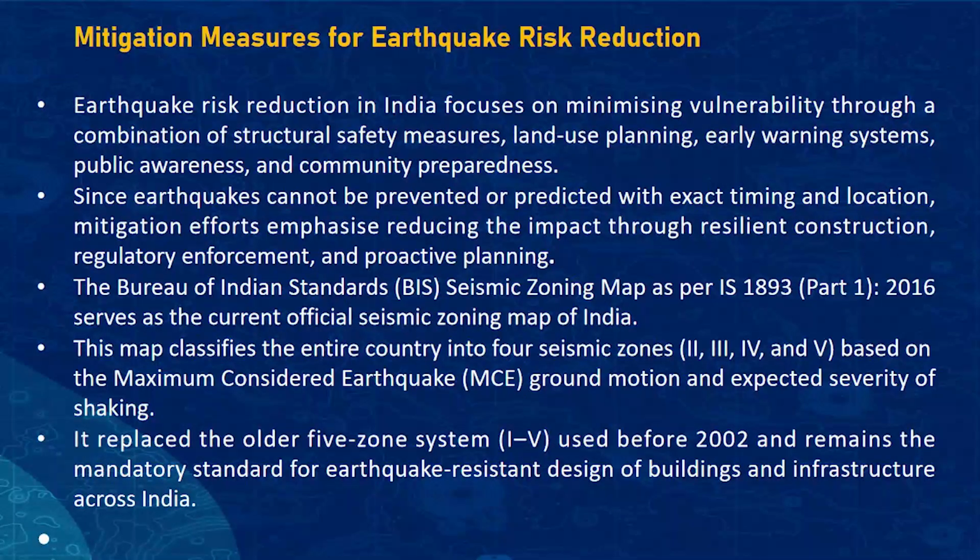Now we'll discuss mitigation measures for earthquake risk reduction. Earthquake risk reduction in India focuses on minimizing vulnerability through a combination of structural safety measures, land use planning, early warning systems, public awareness, and community preparedness. Since earthquakes cannot be prevented or predicted with exact timings and locations, mitigation efforts emphasize reducing the impact through resilient construction, regulatory enforcement, and proactive planning.